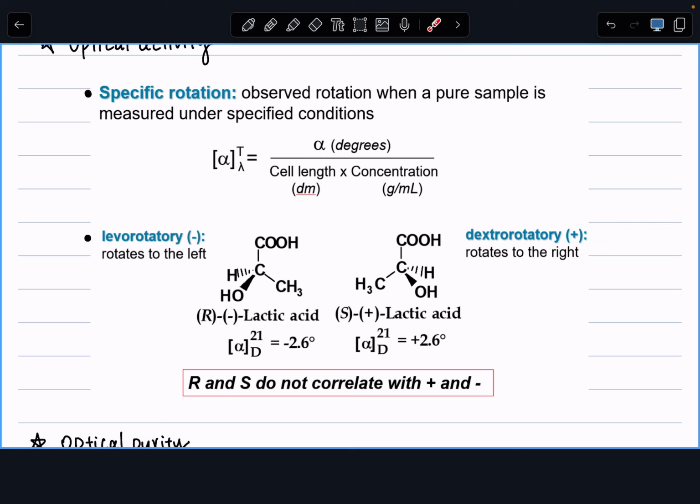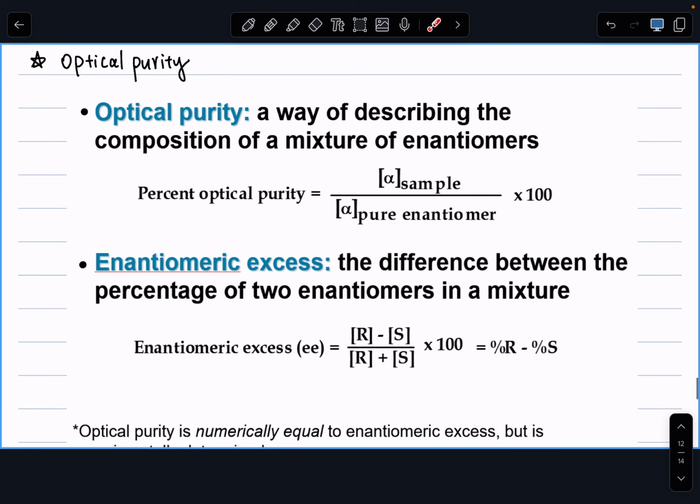But it is still very useful. Now, assuming we have a mixture, and we want to know to what percentage we have one enantiomer over the other, this experiment is a very useful tool for us to determine something called enantiomeric excess. So here's what we have. The measurement we're taking is called optical purity, which describes the composition of a mixture of enantiomers.